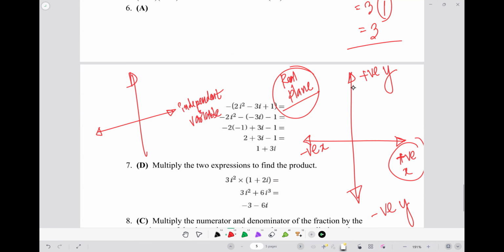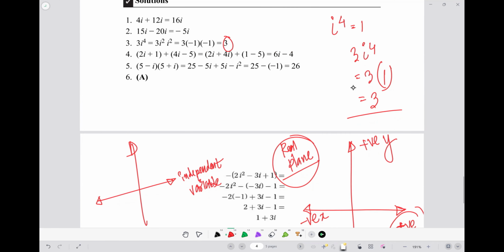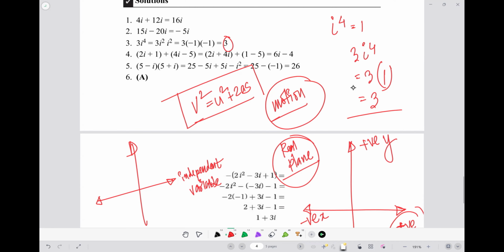Just consider such an equation: v squared equals u squared plus 2as, one of the most fundamental equations of physics, in the problem of motion, dynamics. And you are asked to plot this equation. How do you choose the variable? You always need to look at the dependent variable, and you need to look at the independent variable.